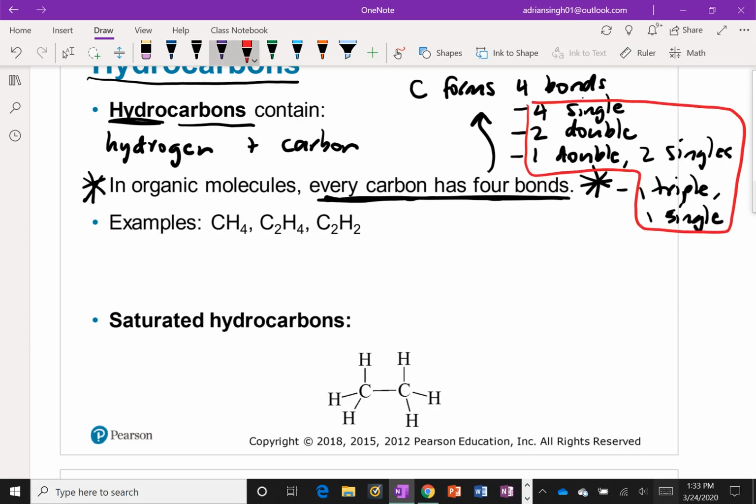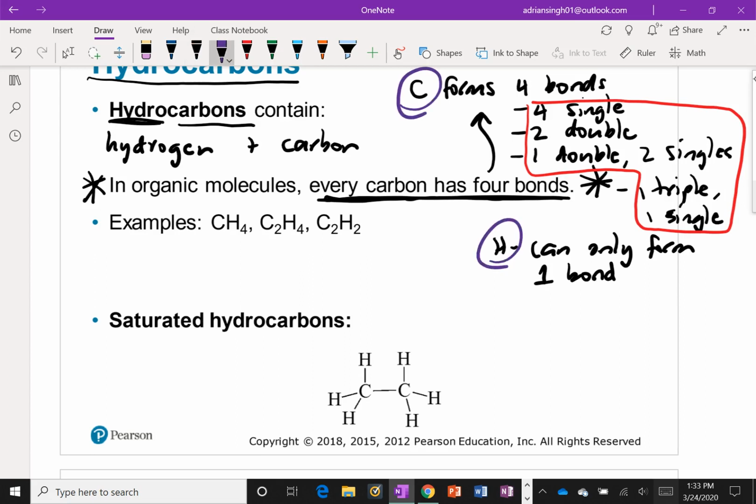The other thing that you don't want to violate here is that hydrogen can only form 1 bond. And your hydrocarbons are going to contain hydrogens and carbons.